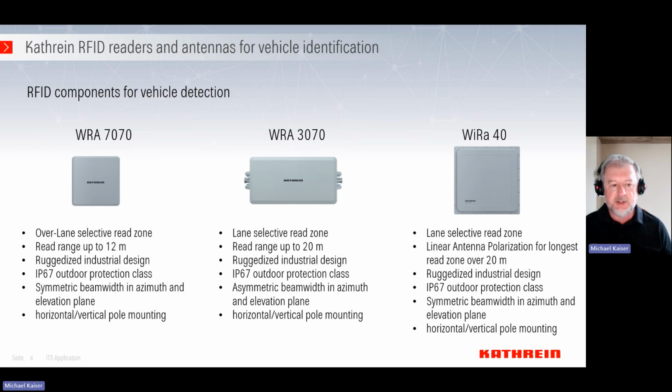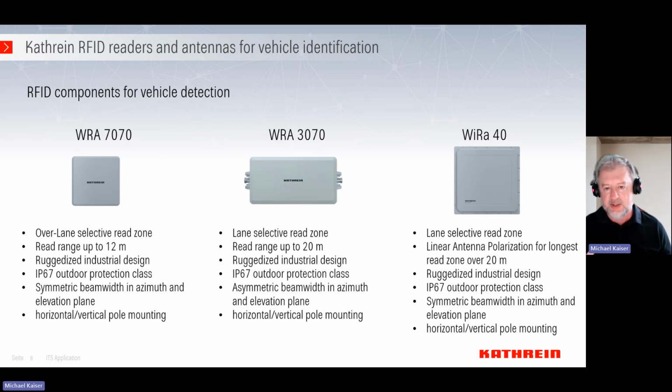The wide range antenna 7-degree is an over-lane selective read zone. This means we can have a little bit more than one lane covered with this unit. We have a read range of up to 12 meters. It's a ruggedized industrial design. We also have IP67 protection class, and in general only one socket, so once the antenna is connected, we don't need any protective cover at all. We have a symmetrical beam of 7 degrees in both azimuth and elevation plane, and we have the possibility to mount the device for horizontal and for vertical pole mount.